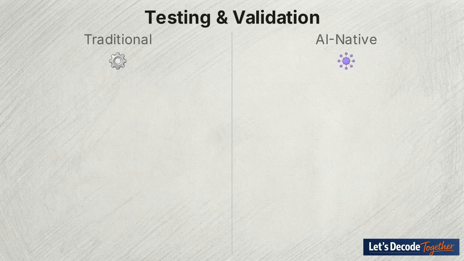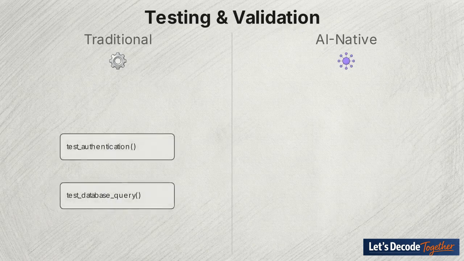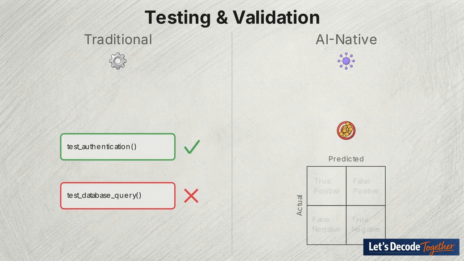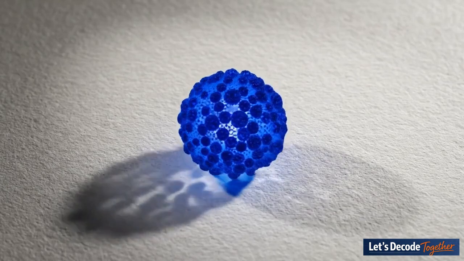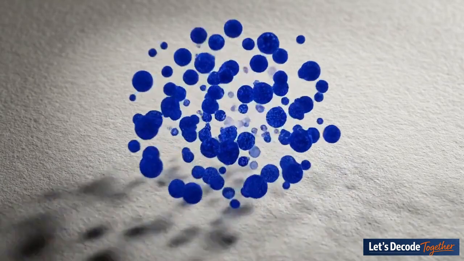Next, we look at testing and validation. Traditional systems rely on binary unit tests that provide clear, immediate pass or fail metrics. AI systems require statistical evaluation, using metrics like precision, recall, and confusion matrices. A confusion matrix is a table used to describe the performance of a classification model by showing true and false positives and negatives. Because AI models are statistical, they are susceptible to model drift, a gradual degradation in performance as real-world data changes over time.